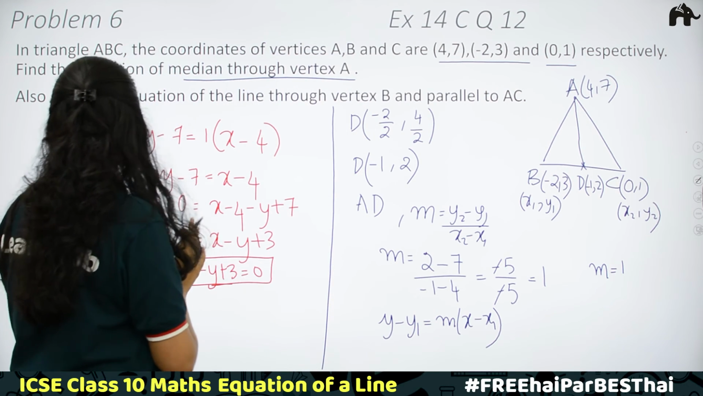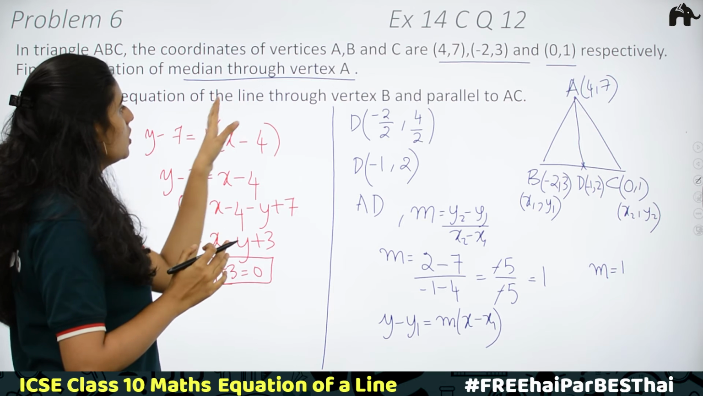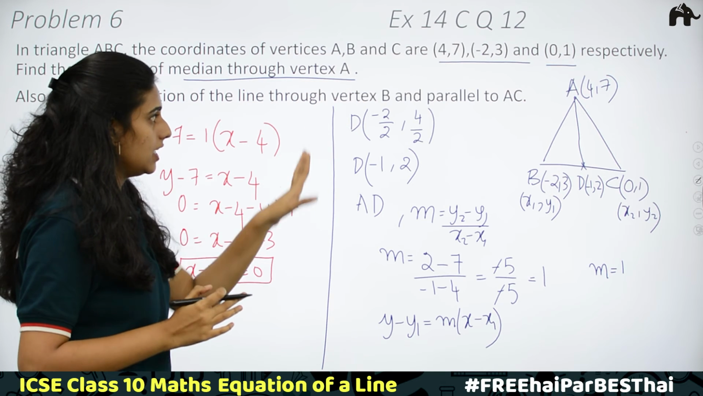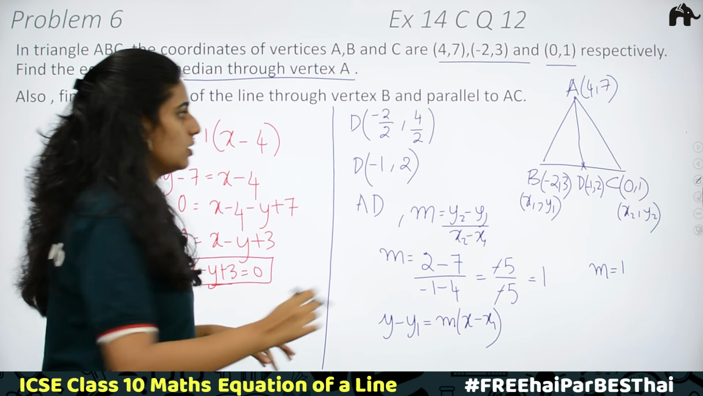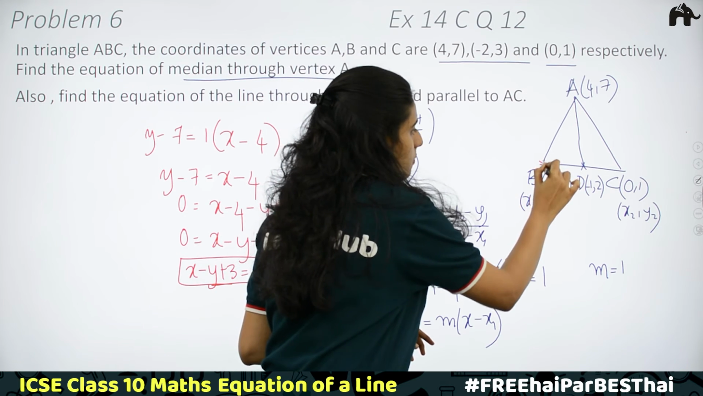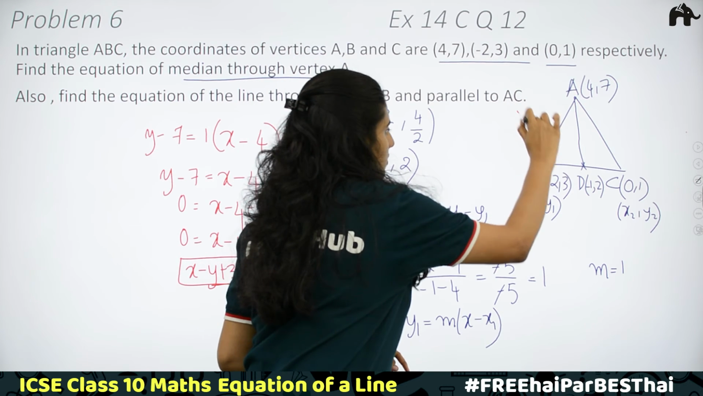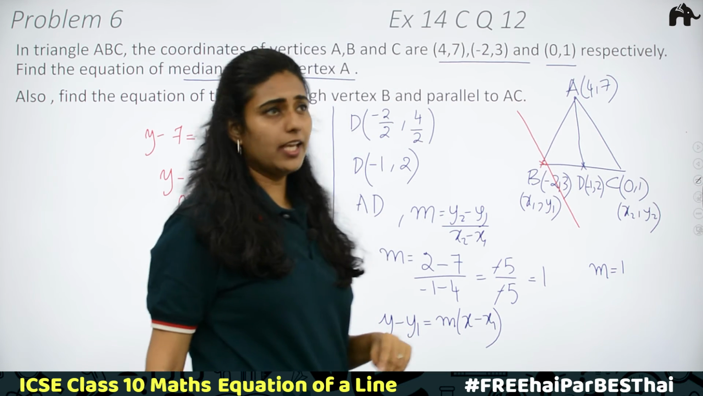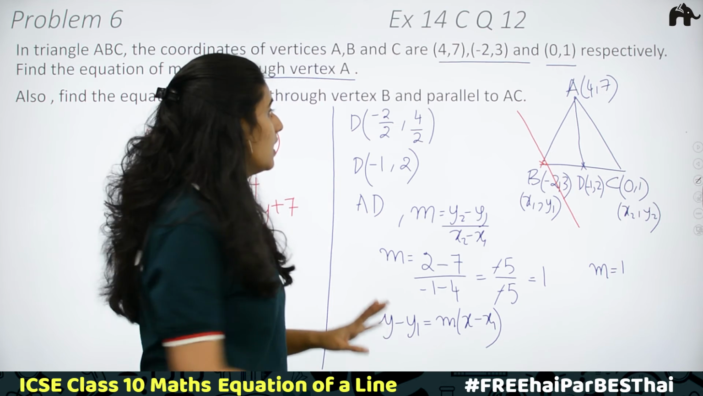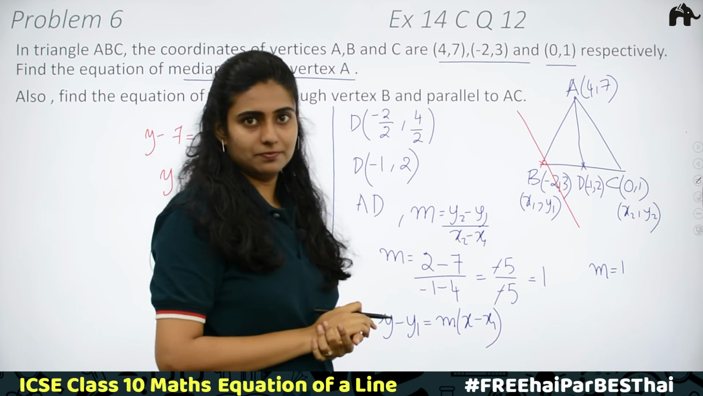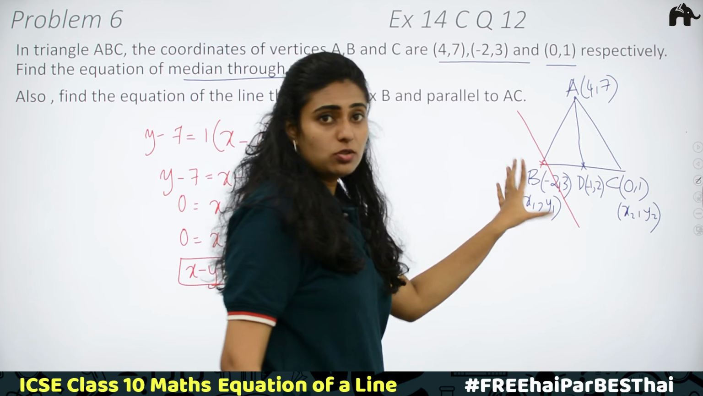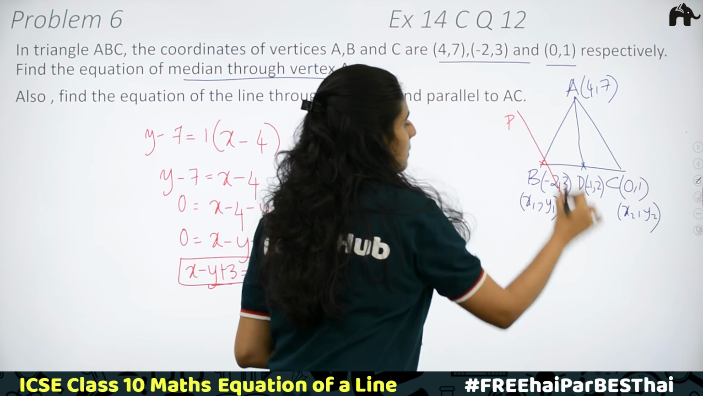Now what is the second part? We need to find the equation of the line through vertex B and parallel to AC. This is vertex B and it should be parallel to AC. We'll consider this line. Now, how to find the equation of this line? Let us call this line PQ.